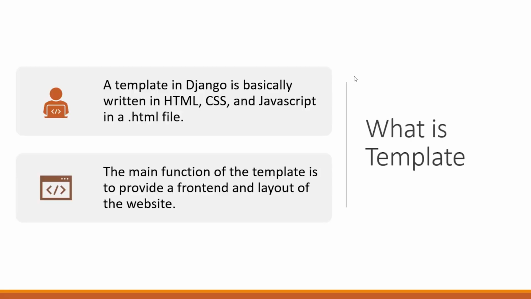So now we will understand what is template. Firstly, I tell you, in Django, to customize the form, we use an important part of the Django MVT structure, which is known as a template. A template in Django is basically written in HTML, CSS and JavaScript in a .html file. And the main function of this template is to provide a front end and layout of the website. To process, or you can say to render, an HTML template, we have two ways: either by writing a simple HTML code or by using the form API.